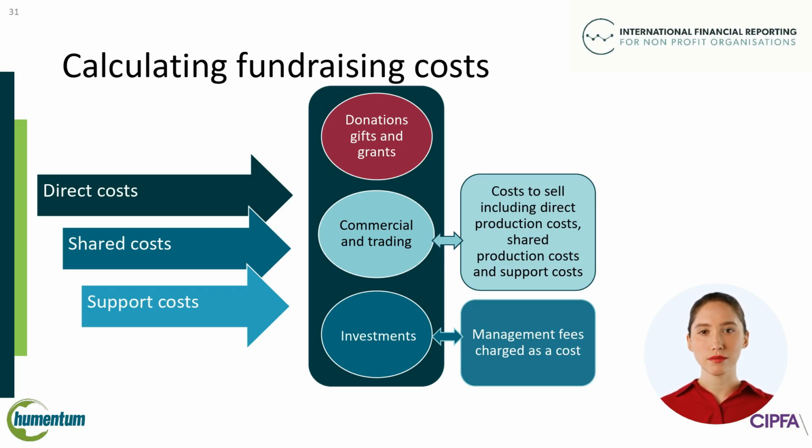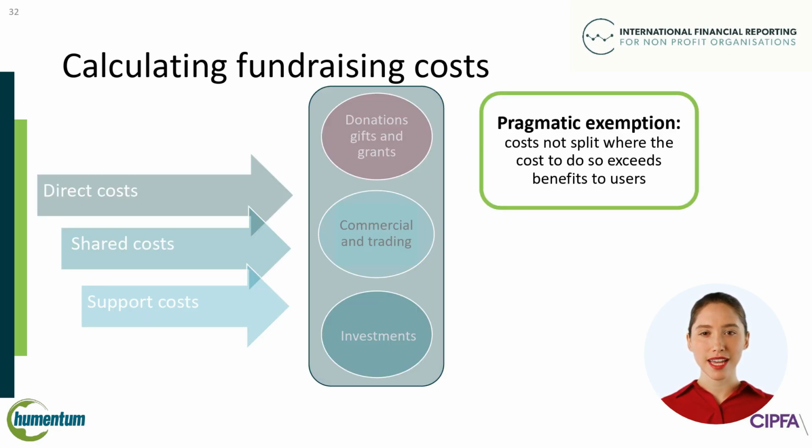Sometimes activities serve multiple purposes beyond just fundraising, such as also raising awareness about the work of the NPO. INPAG requires that where there is more than one purpose, the costs should be split. It does, however, include a pragmatic exemption. A split is not required where the costs of calculating the split are greater than the benefits to the users of the financial statements of reporting the costs associated with the fundraising aspect of the activity.